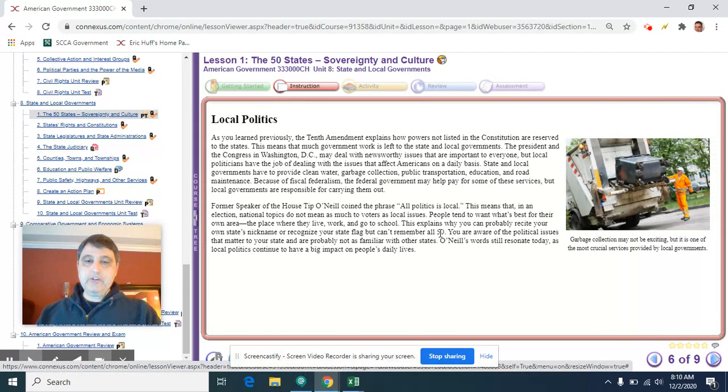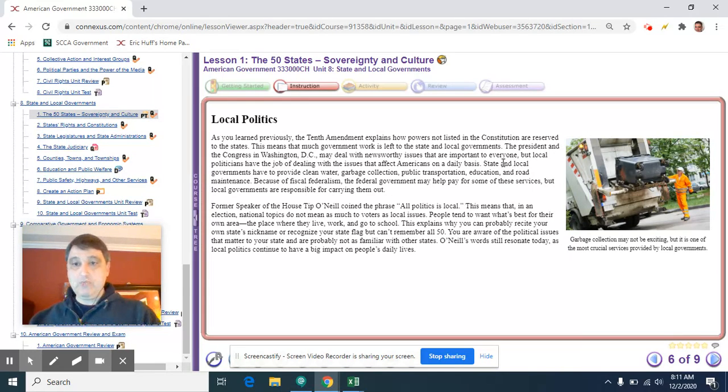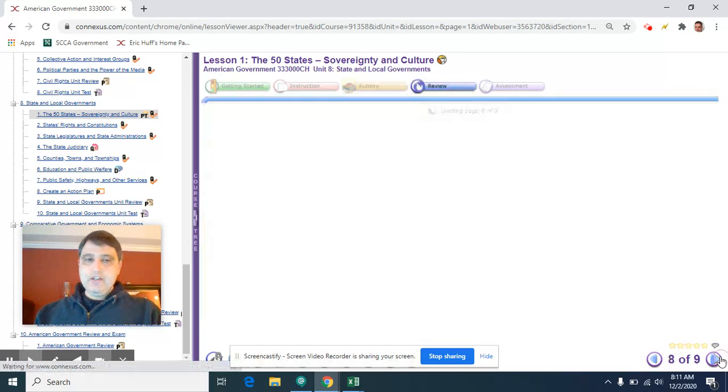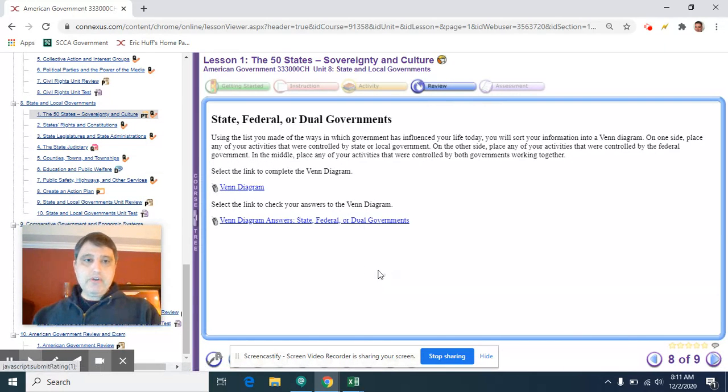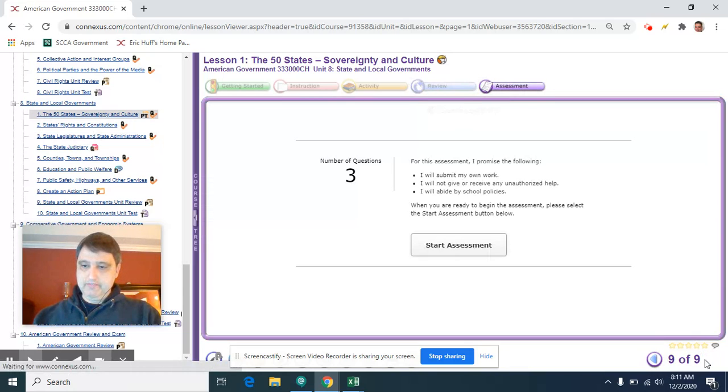Okay, you're also going to talk about the 10th Amendment. The 10th Amendment explains how powers not listed in the Constitution are reserved to the states. That's really important to look at. That's kind of a reason why states have some powers and the federal government has some powers. So you're going to read about that. Then you can do this activity here with the Venn diagram showing state government, federal government, or dual governments. That's a good way to test your understanding. And of course, the last slide of 8.1 is the quick check.